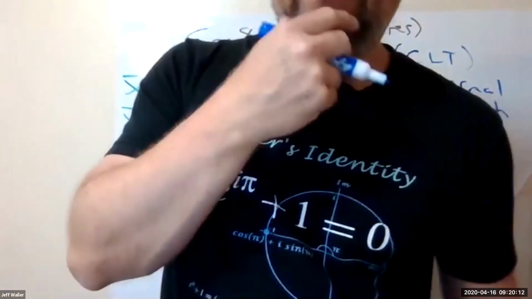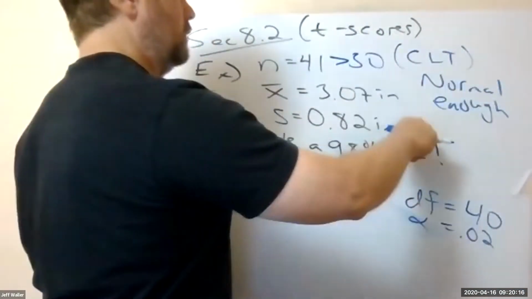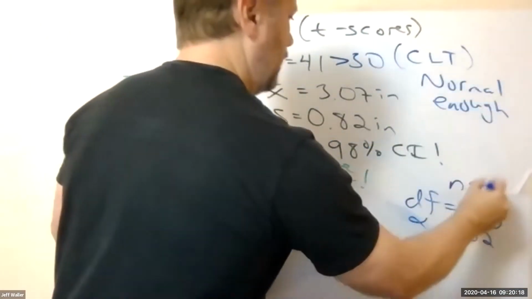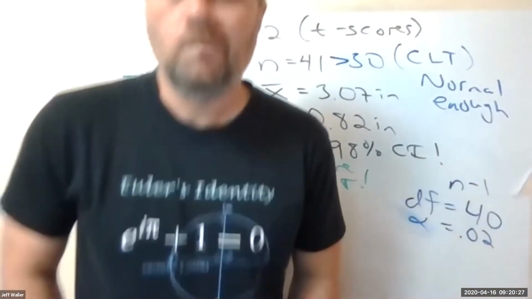Why is it 40, not 41? Because what's the formula for degrees of freedom? The formula for degrees of freedom is n minus 1. And we went over that last time, I think it was. Oh, I didn't even look here. Let's see. Yeah, 2.423.